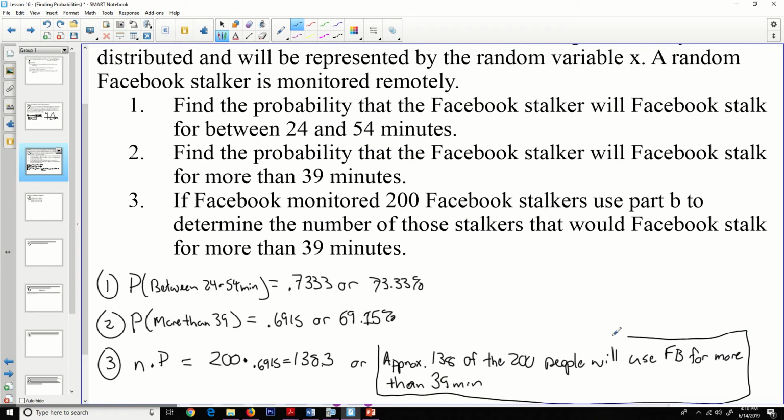And just for reference, my wife usually spends more than 39 minutes doing Facebook.